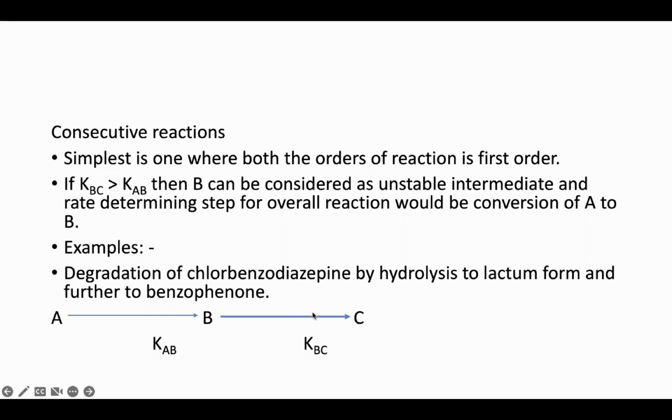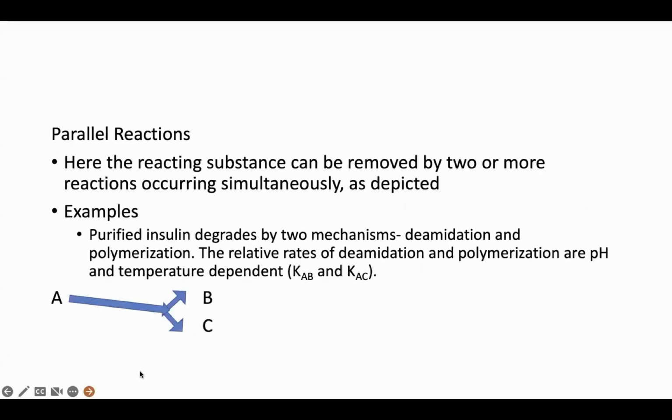So the slower part of the equation is usually the rate limiting step. Now, you can also have parallel reactions where A is changing into B as it is changing into C. For example, insulin degrades by two mechanisms, deamidation and polymerization, right? And the relative rates depend on both pH and temperature. So both rates of both orders of reaction are zero order, right? Depending on both the pH and the temperature at that time.